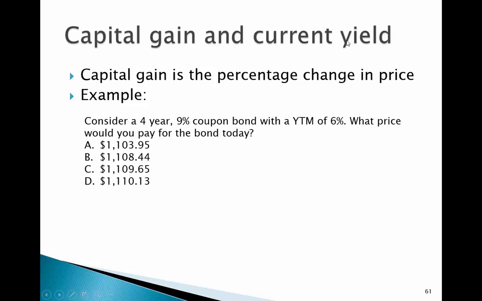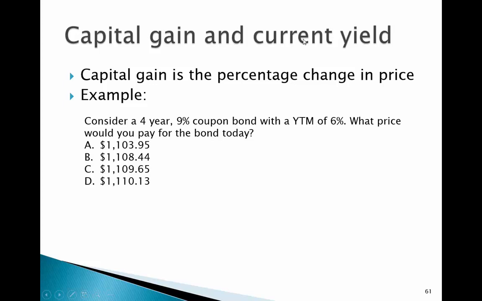Okay, capital gain and current yield. There are two ways to make money from a bond. One is to sell it at a higher price. You buy it today, and sometime in the future you sell it at a higher price. That is called a capital gain. We typically talk about capital gain as a percentage of the original price, so the percent change in price is the capital gain that you make.